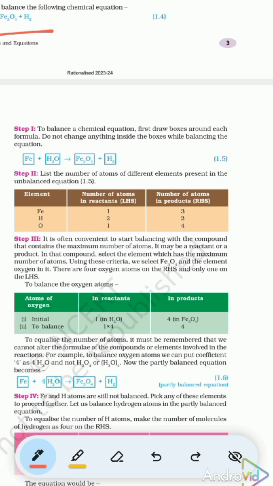Step 3 is that it is often convenient to start balancing with the compound that contains the maximum number of atoms. Over here we have to compare both LHS and RHS. If we see, the oxygen atom has 4 as the maximum number of atoms on the product side. So hence initially we use oxygen and first balance for oxygen, and based on oxygen the others will also get balanced.